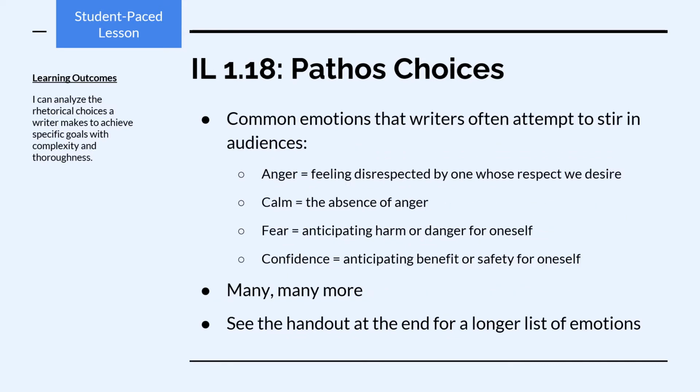Some common emotions that writers often attempt to stir in audiences would be things like anger, which is the feeling of being disrespected by one whose respect we desire. Calm, which is the absence of anger. Fear, which is the anticipation of harm or danger to oneself. Or confidence, the anticipating of benefit or safety for oneself, kind of the opposite of fear. And there are many, many more emotions that we are capable of feeling. You can see the many more I have listed along with their definitions on the handout at the end of this lesson.